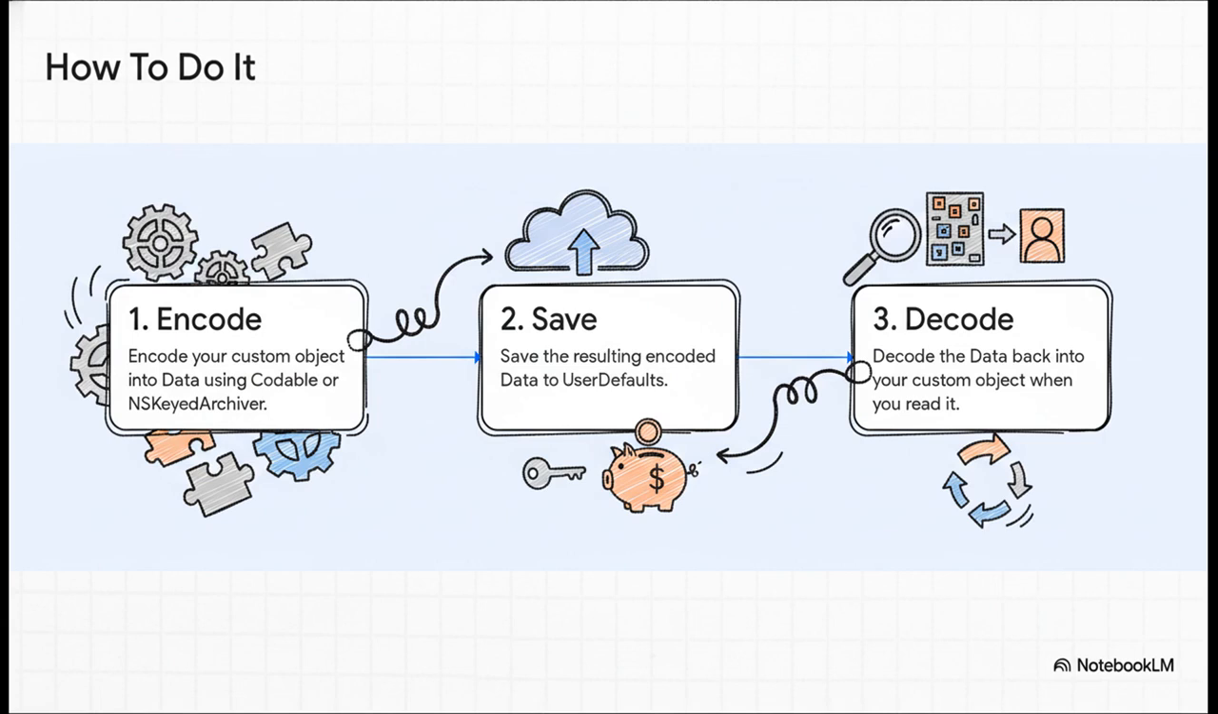And this is how it works. It's actually pretty simple. First, you just tell your custom struct or class to conform to something called Codable. Think of it as giving your object a superpower to convert itself. Then you use an encoder to turn your object into that data blob. And finally, you just save that data object to UserDefaults with a key, same as you would a simple string. That's it. To get it back, you just run the process in reverse.